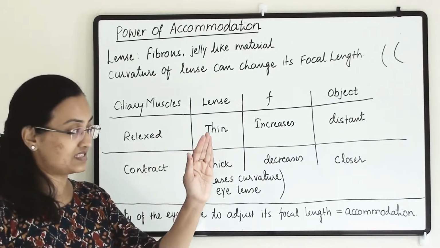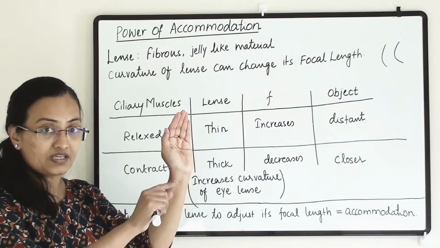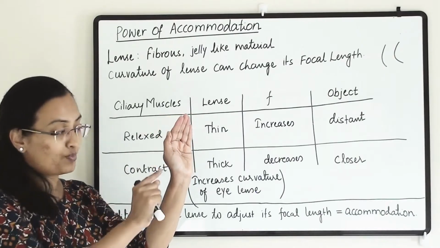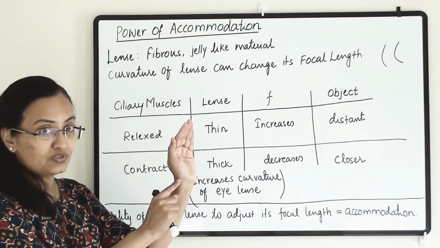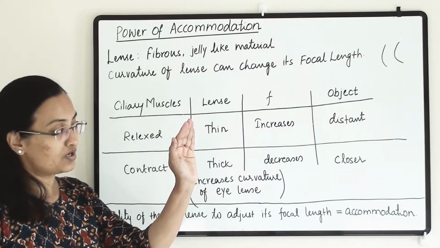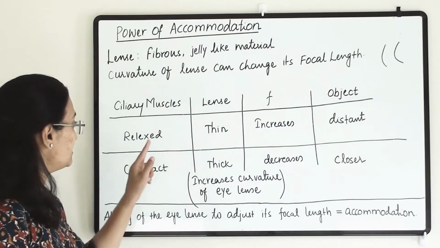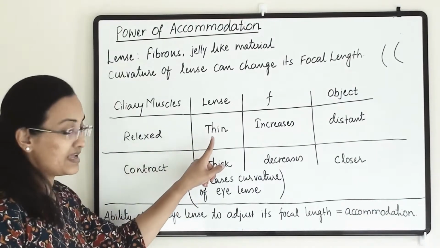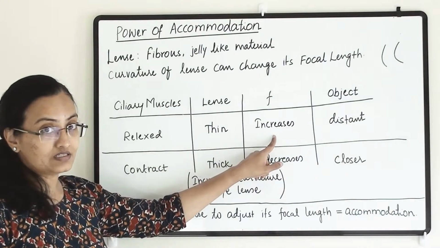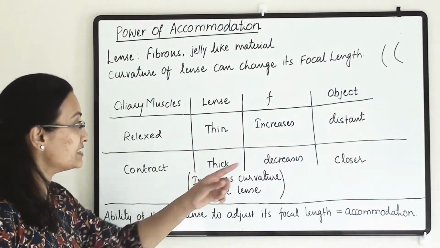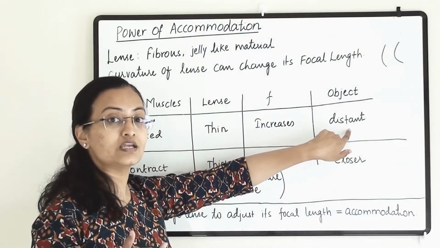Imagine this is a lens. Now this is its curvature. Now the muscles over here at both sides, at the top and at the bottom, are known as ciliary muscles. Now these muscles will loosen up. So the lens curvature will decrease like this. So when the muscles relax, the lens will become thin and the focal length will increase. Now when the focal length increases, our eye will be able to see the distant object clearly.